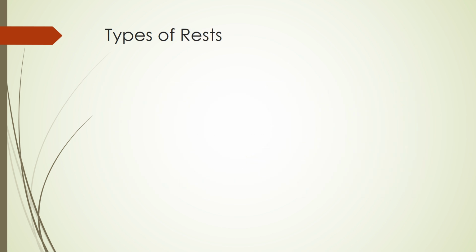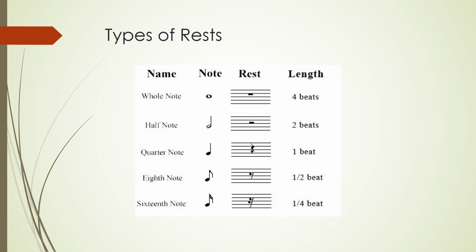And then there are also types of rests. A rest is a pause in the music. When there is a rest, then you don't play. Along with each of the notes, there is a rest. There are whole rests, half rests, quarter rests, eighth rests, and 16th rests. They're all worth the same amount of beats as the notes that they correspond to.